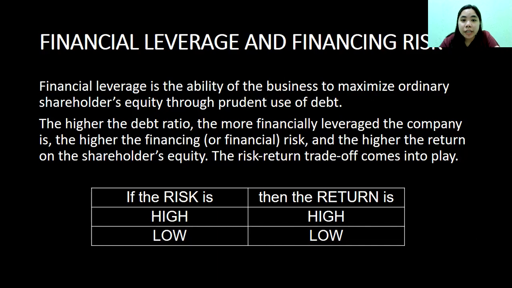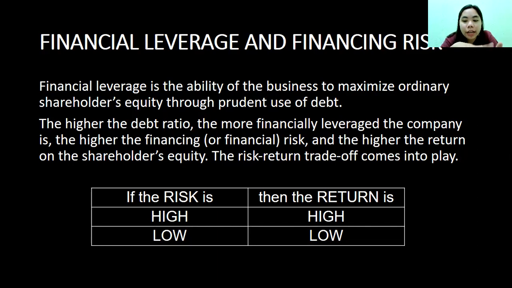So that is the meaning of our first statement. Financial leverage is the ability of the business to maximize ordinary shareholders' equity through prudent use of debt. So we borrow wisely in order to maximize our shareholders' equity. So the higher the debt ratio, the more financially leveraged the company. The higher the financing risk, and the higher the return on the shareholders' equity. But not too much. As I have said, not too high a debt ratio, because that's very alarming.